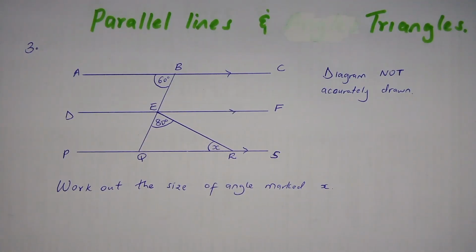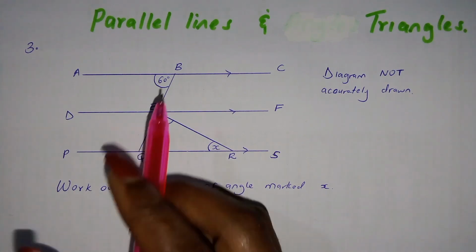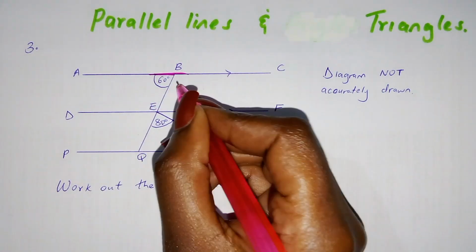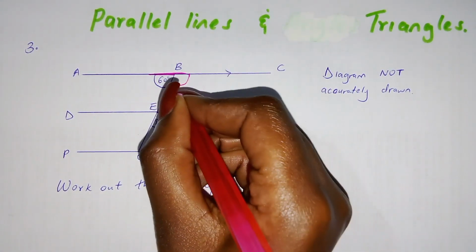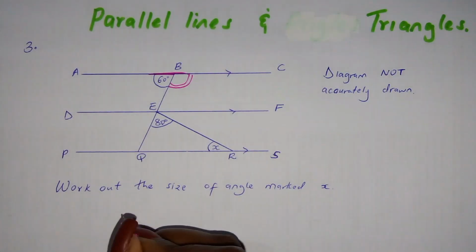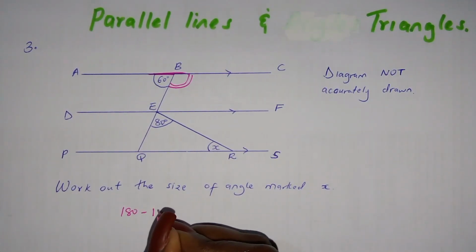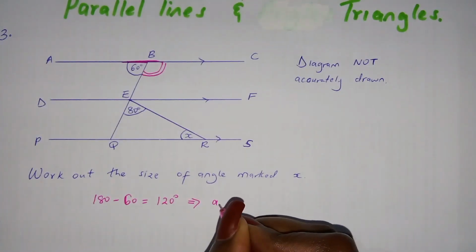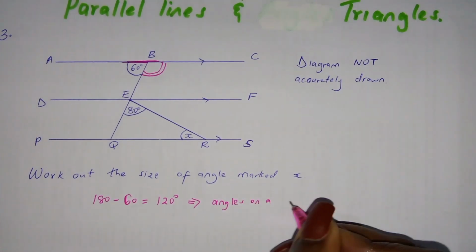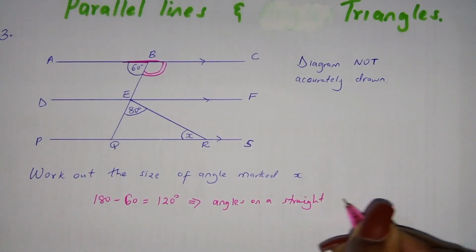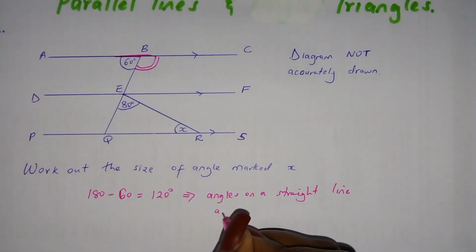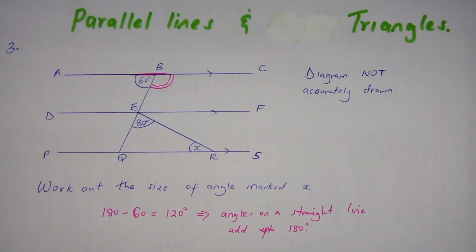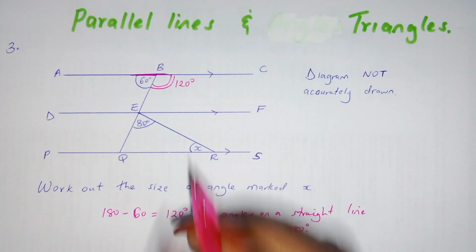Okay, number 3. So always remember to start from known to unknown. So this is a straight line. ABC is a straight line, therefore this one, we can find that angle. So we say 180 minus 60 would be 120. So angles on a straight line add up to 180. Okay, so this is 120.